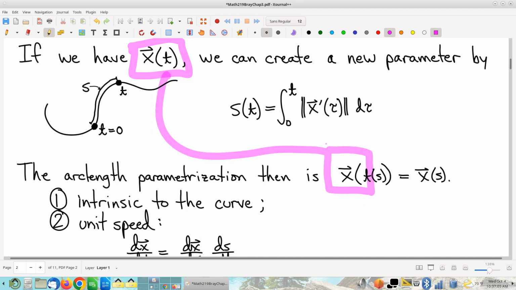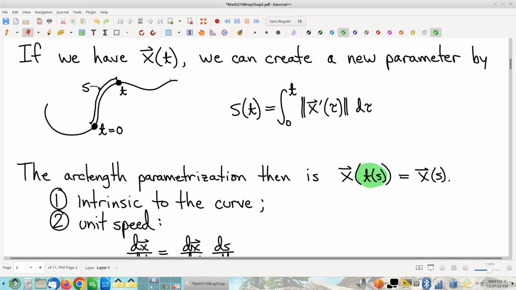Take your existing parameterization and solve for t as a function of s, and plug that in, and out comes a new parameterization where you have position ultimately as a function of distance. So why would anyone ever want to do such a thing?